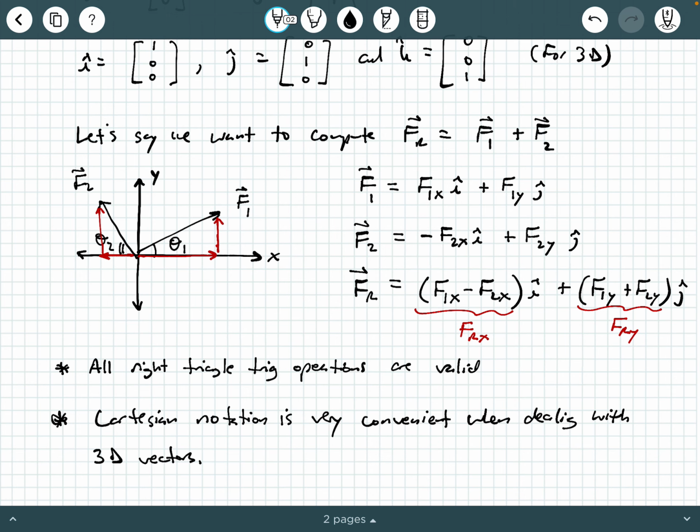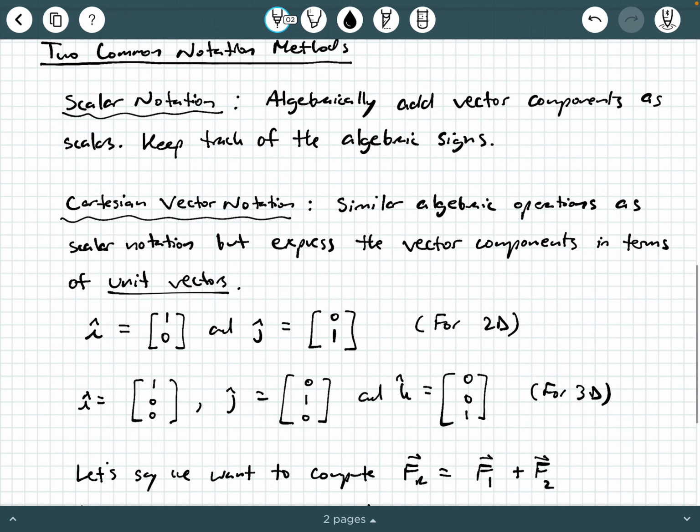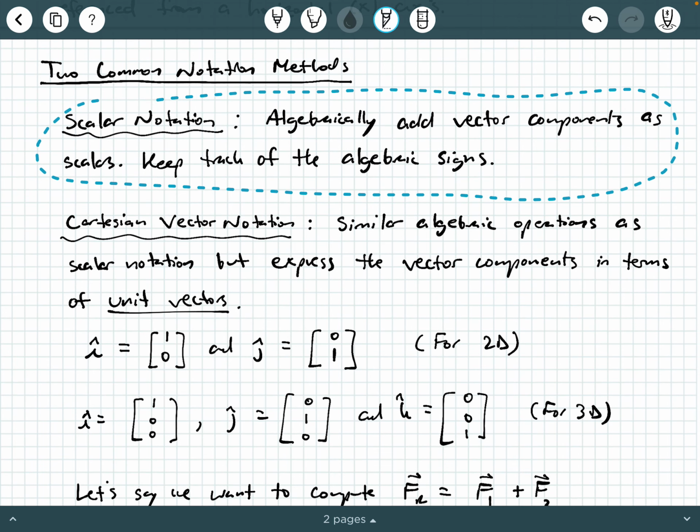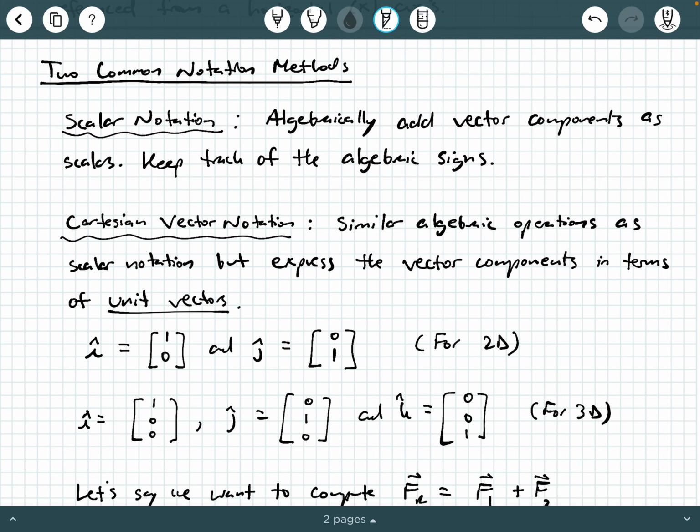I mean, we're doing it right now, right? However, I did mention earlier, most of the time when I'm dealing with 2D vectors, I just use scalar notation, okay? It's a bit more convenient, and it's a little bit less tedious to keep up with things. But when you're dealing with three-dimensional vectors, which we do talk about quite a bit in statics, the Cartesian vector notation tends to be better for 3D vectors, okay? It makes those calculations a bit more convenient and easy to deal with, okay?